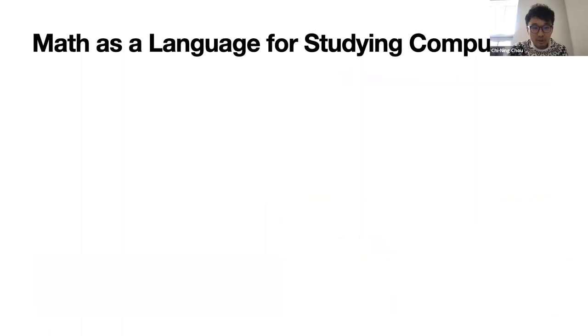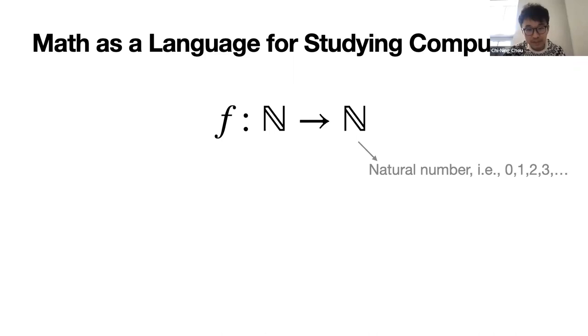Okay, so hope this already convinced you a little bit that mathematics can serve as an abstraction for studying computation. And now I'm going to try to be more concrete about what I mean: how to use mathematics as a language to study computation. For mathematicians, in the beginning, they think of a computation or a computational problem as a function. In particular, it's a function that maps natural numbers, which are like 0, 1, 2, 3, et cetera, to natural numbers.